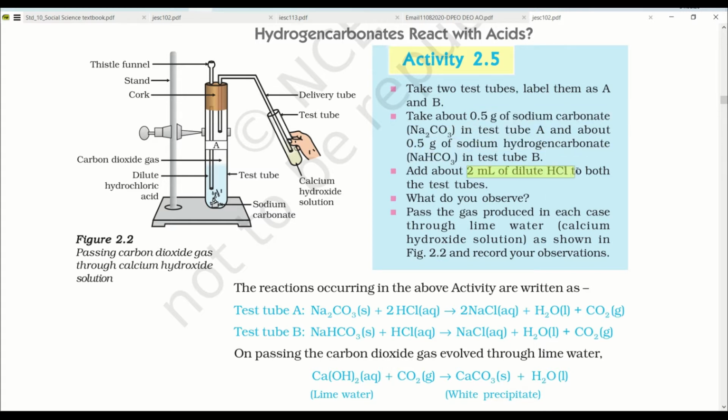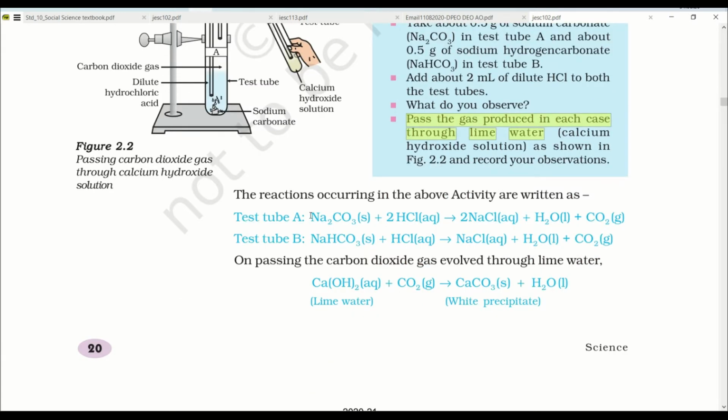Add about 2 ml of hydrochloric acid. What do you observe? Pass the gas produced in each case through lime water. What happens when acid reacts with carbonate or hydrogen carbonate? The reaction will be like this.